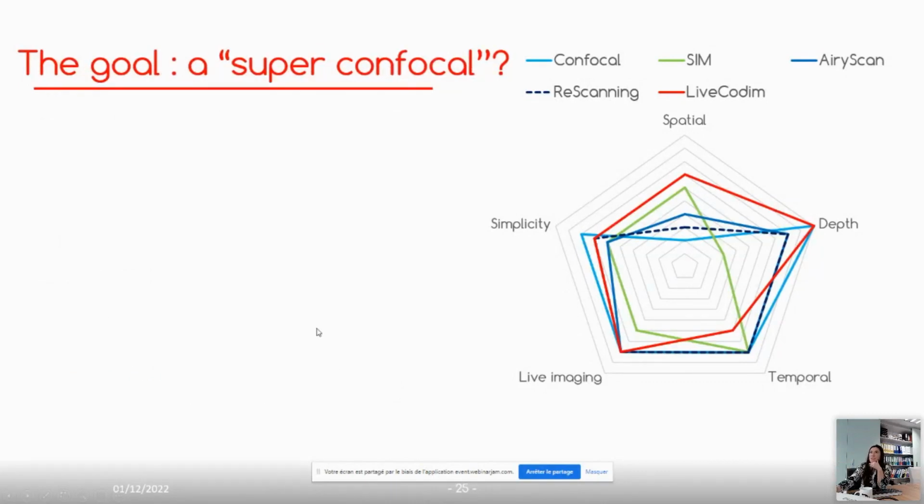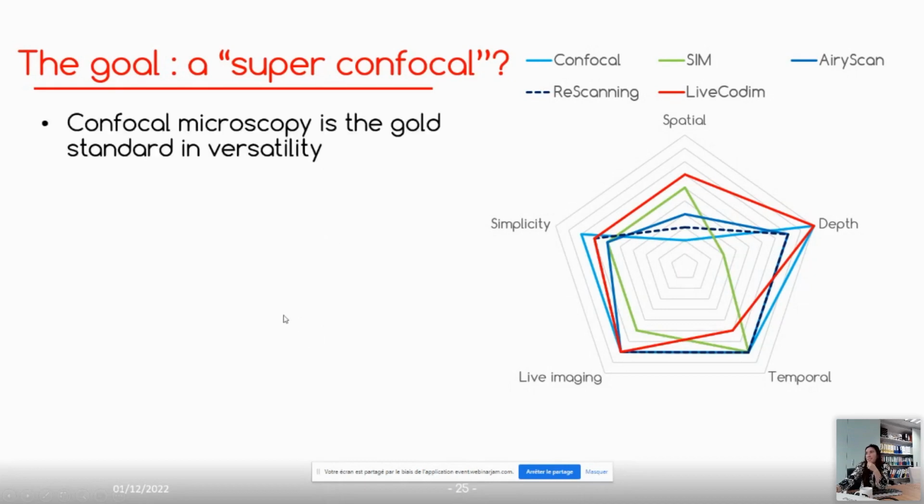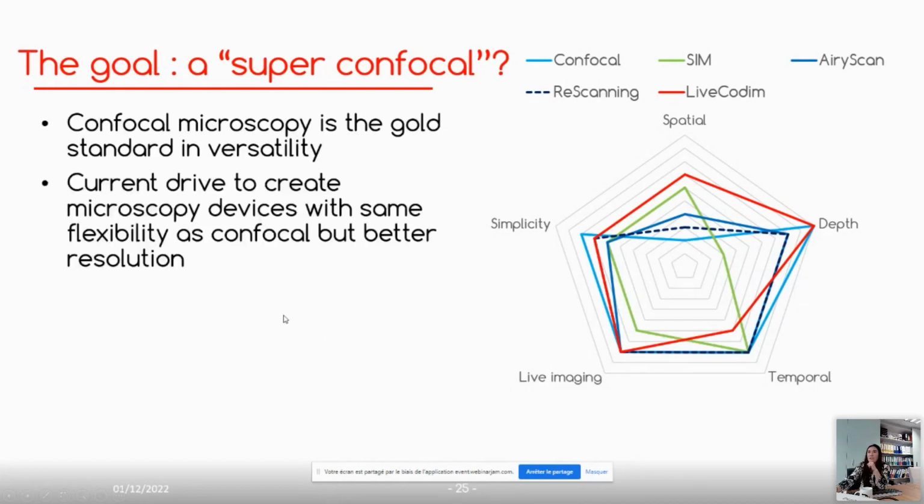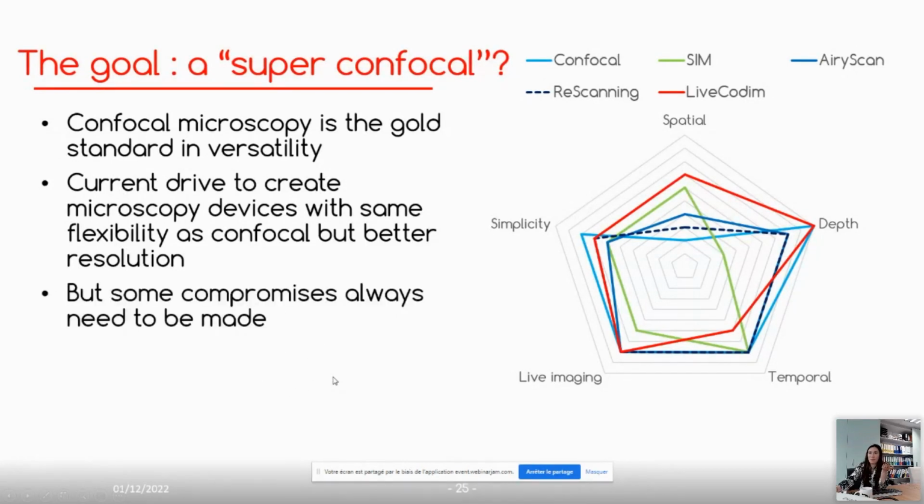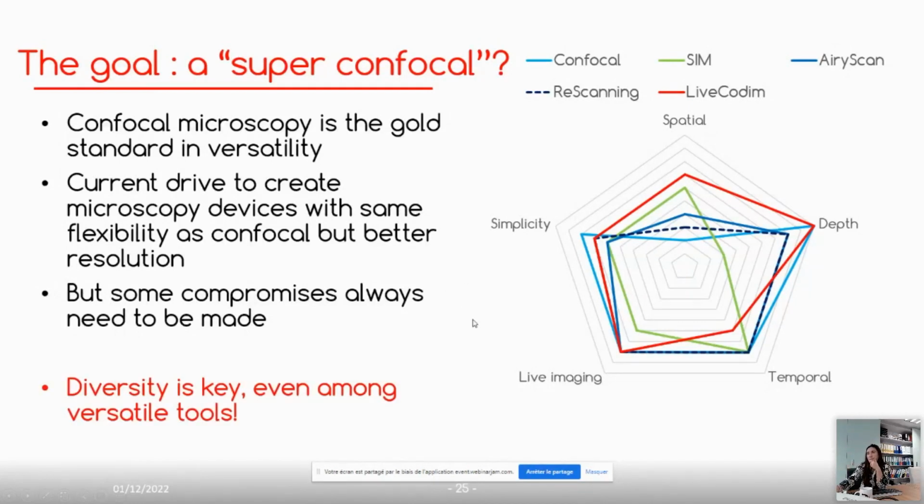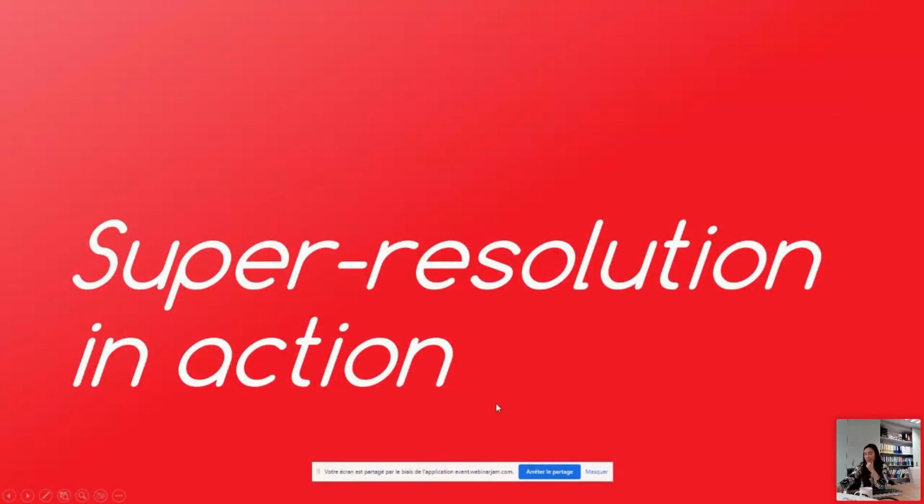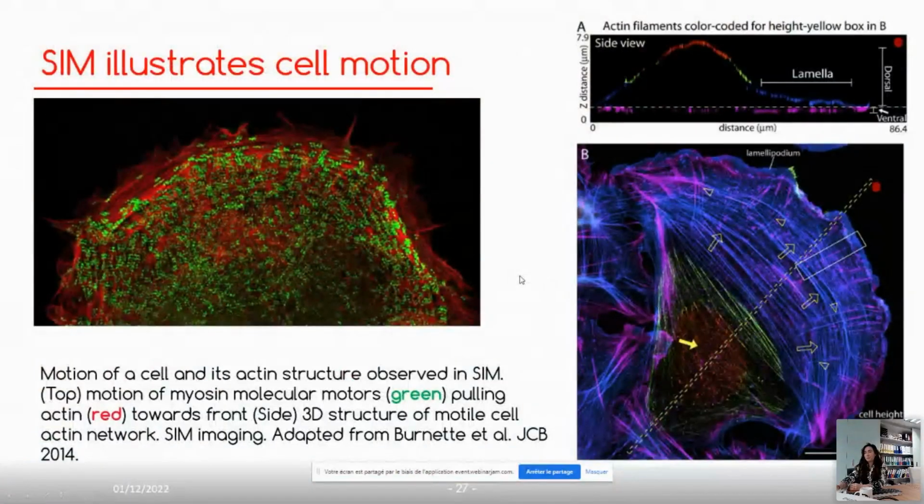So here the end goal is the creation of a super confocal device. Based on that gold standard of confocal microscopy, we want to drive towards a flexible solution, but with greater resolution, and we consider the different strengths and benefits. All right, so we're coming into the last two sections here to talk about how we can now use super resolution, applying it in action in biology.